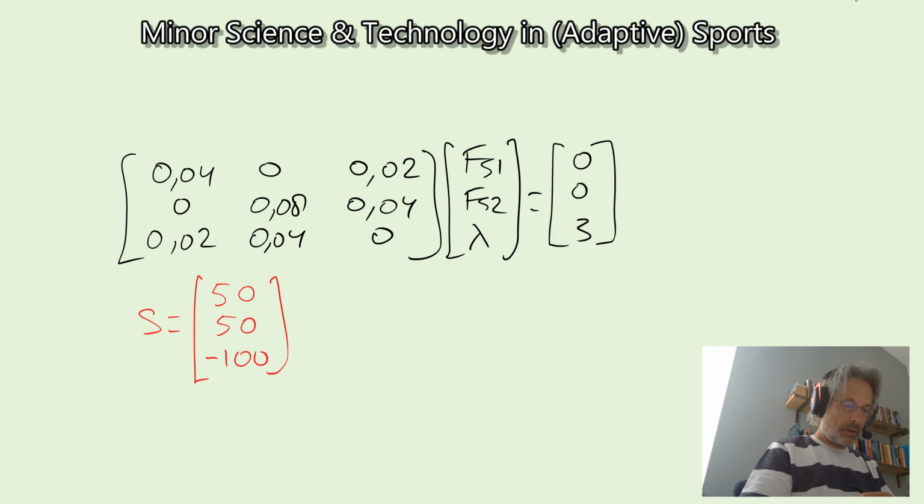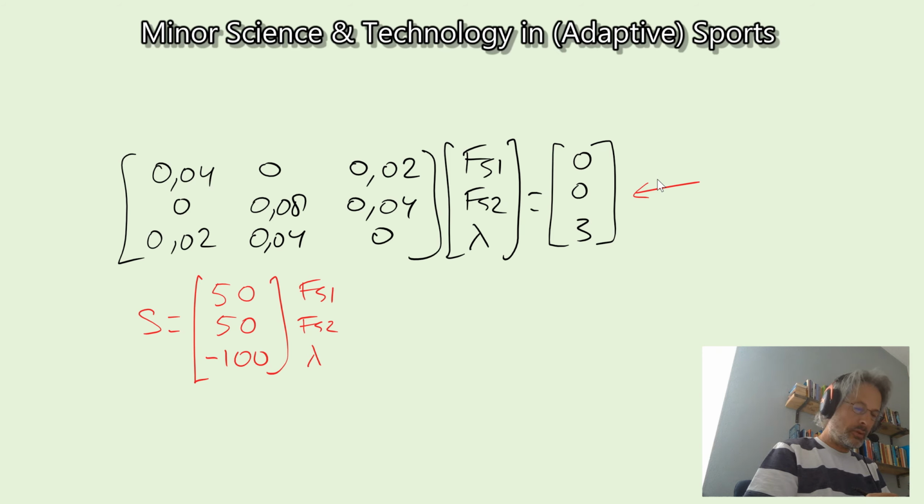Hello. A small extra thing about exercise 10. We were going to solve this system of three equations with three unknowns. We did that in MATLAB and it appeared that the solution was 50, 50, minus 100. So that's 50 for fs1, 50 for fs2 and minus 100 for lambda.